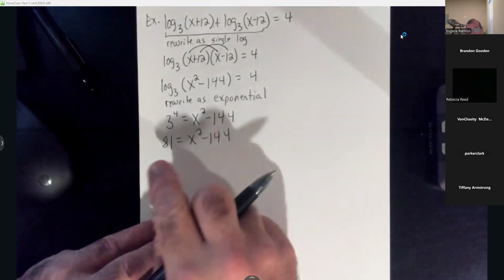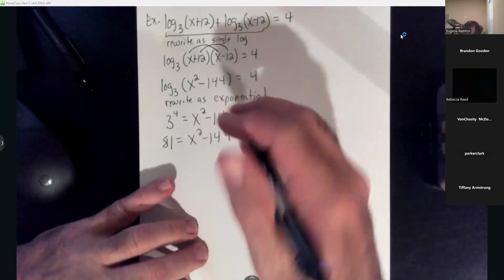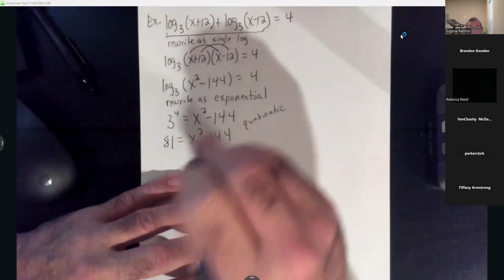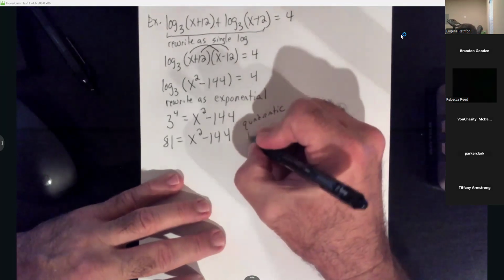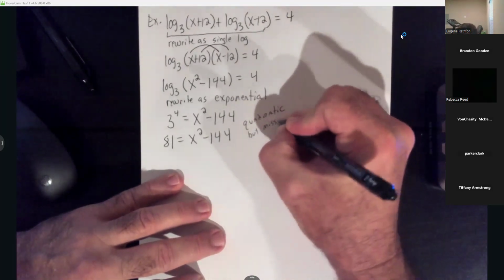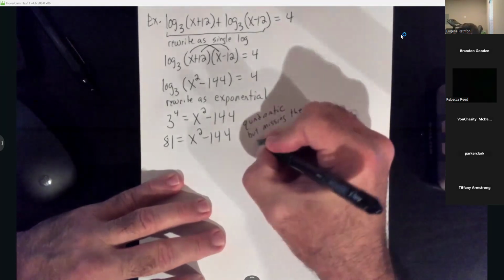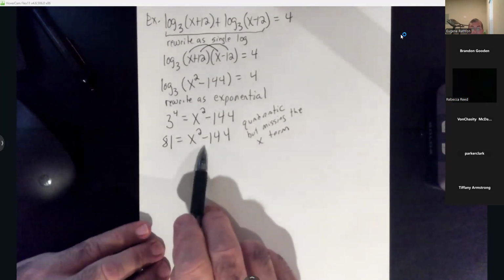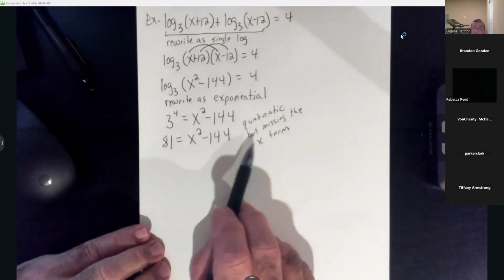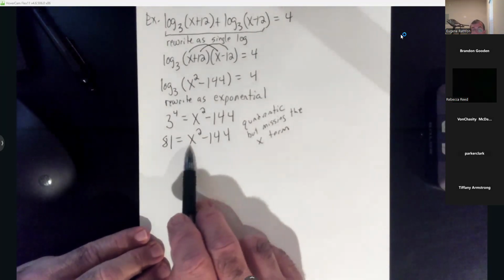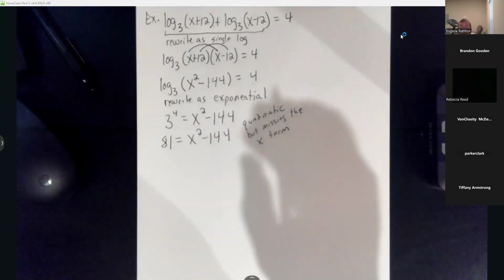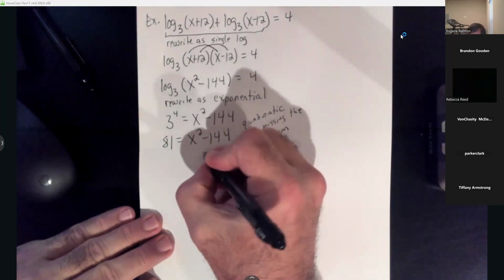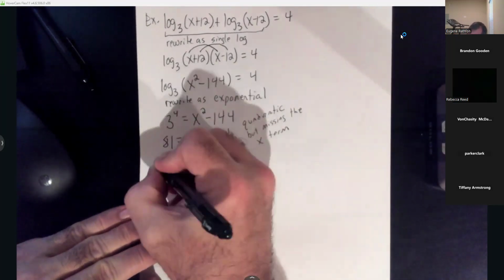Now, y'all, this one I'm going to solve a little bit different. It's quadratic, but it's missing the x term. So you've got the x squared term and you've got the number. You do not have an x term. So the easiest way to do this one would be to get the x squared by itself and do the square root to it. So to get x squared by itself, I'm going to add 144 to both sides.